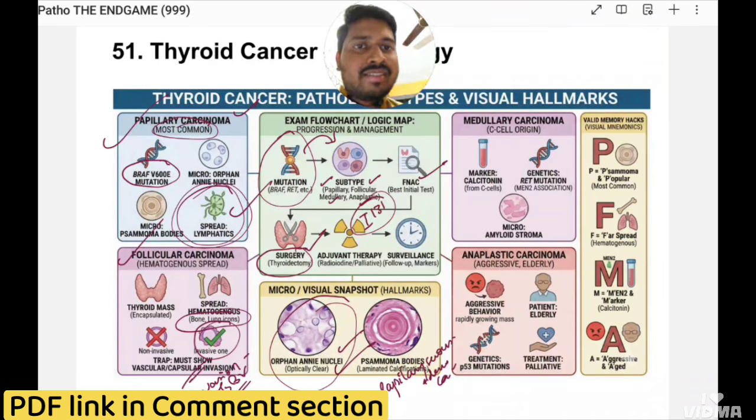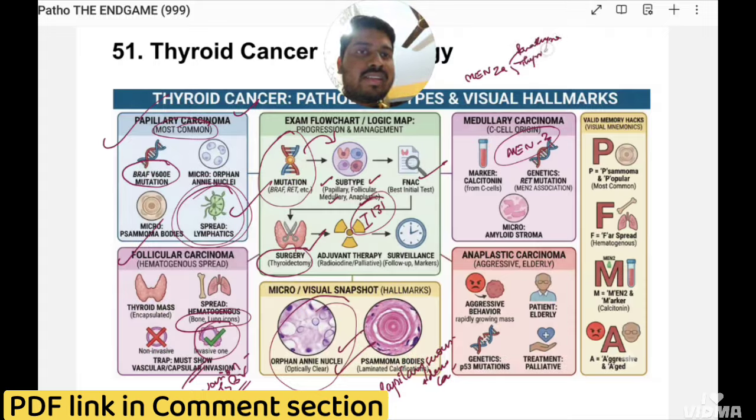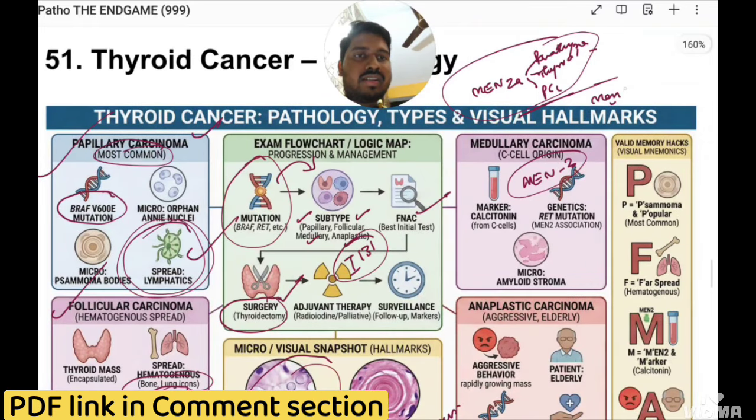Now, third type of carcinoma is medullary carcinoma. So medullary carcinoma is related to RET mutation, okay, and it is associated with MEN2. So what else is there in MEN2? So MEN2A has three organs. One is parathyroid, okay, parathyroid. One is thyroid, that is medullary carcinoma, okay, and third is pheochromocytoma, okay. So MEN2A, and it's a part of MEN2B also.